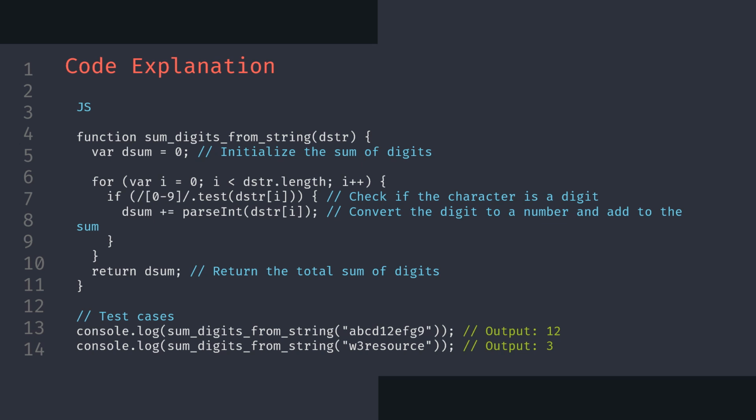If it is a digit, we convert it to a number using parseInt and add it to dsum. Finally, the function returns the total sum of digits in the string. This approach ensures that we process each character systematically and accumulate the sum of digits.